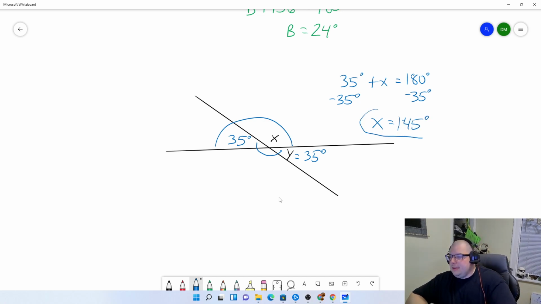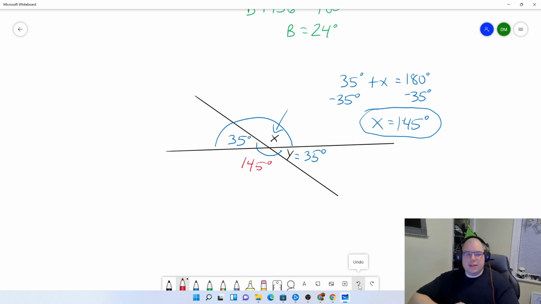So that is that missing angle X, but it's also this other unlabeled angle down here. This is also 145 degrees down in there. So vertical angles are always opposite each other over the point of intersection between two straight lines.